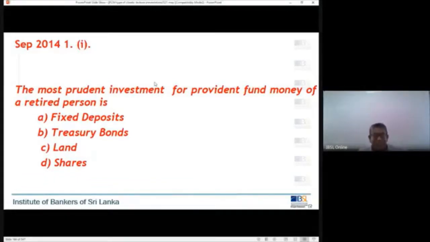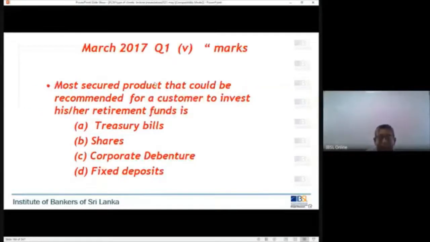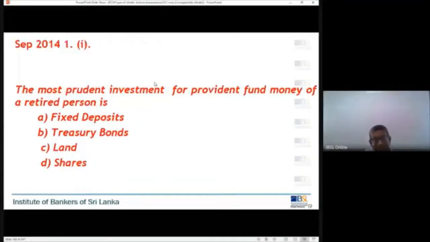Now a similar question from 2014 in our sum. What's the correct answer? You need to look at it again. The earlier question appeared in March 2017, and this question is from 2014. What may be the correct answer? Think and tell me. A retired person means his final money. Provident fund means retirement benefit. Same, right? And they ask what is a prudent investment? What may be the correct answer?